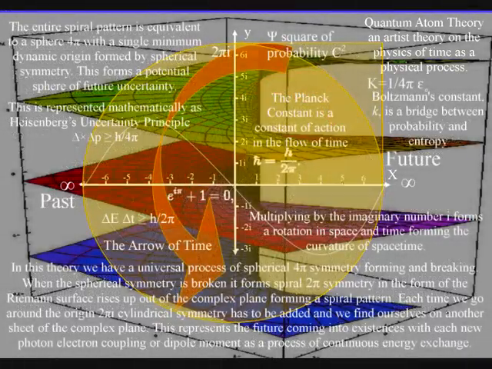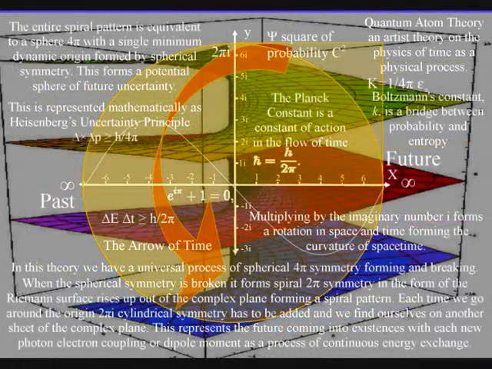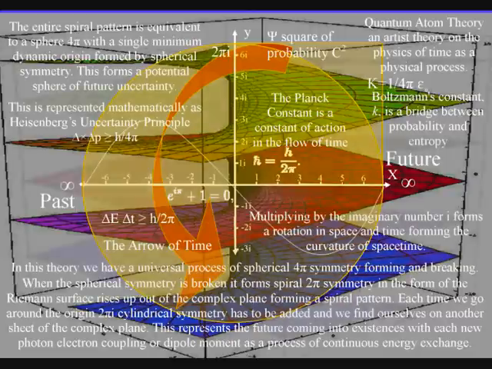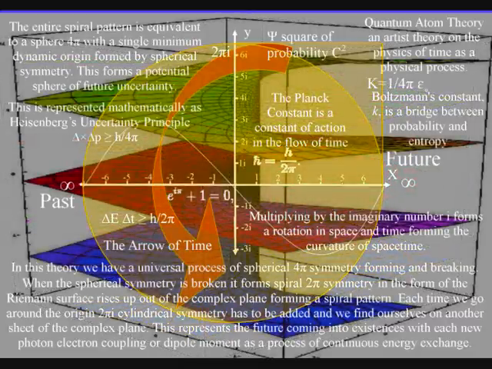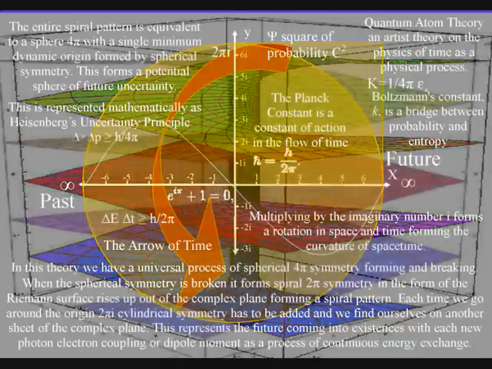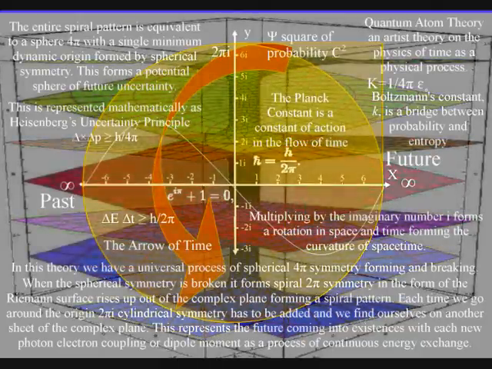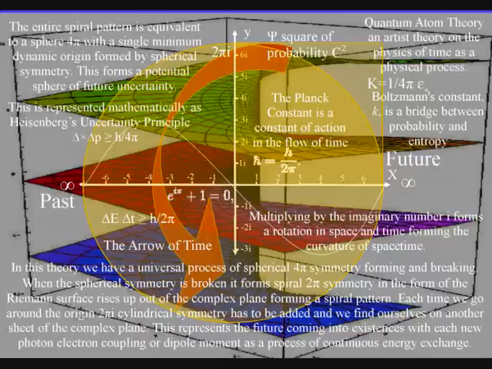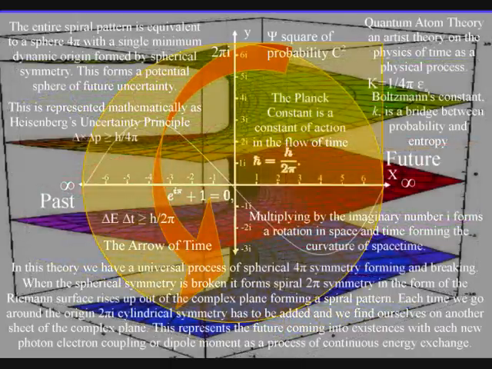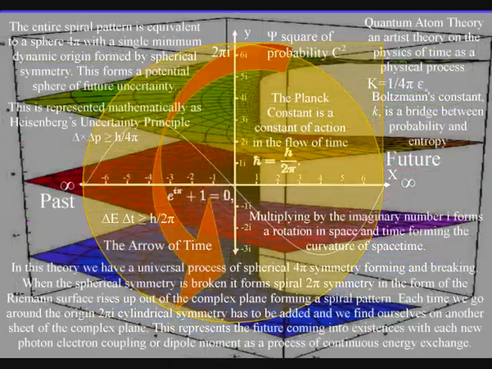This represents a process of spherical symmetry, forming and breaking. When the spherical symmetry is broken, it forms spiral symmetry, in the form of the Riemann surface, rising up out of the complex plane, forming a spiral pattern. Each time we go around the origin, 2π, cylindrical symmetry has to be added, and we find ourselves on another sheet of the complex plane.